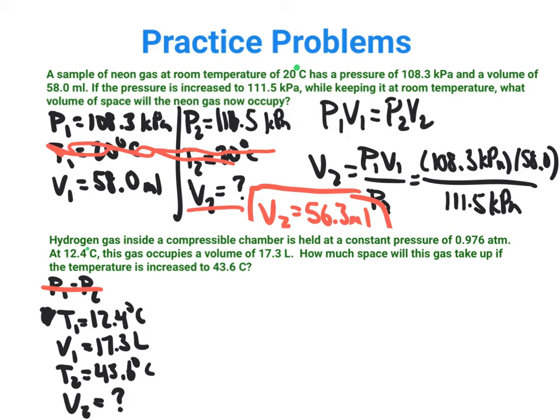The question here, though, is we have to remember we have to convert these temperatures to Kelvin. So I'm going to add 273.15. That's going to make this 285.55. And I'm also going to add 273.15 to this one, which makes it 316.75, and these are both in Kelvin. I can then go ahead and solve using Charles's law, T1 over V1 equals T2 over V2.